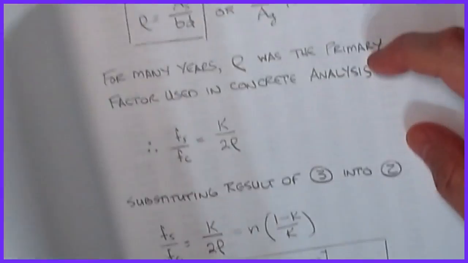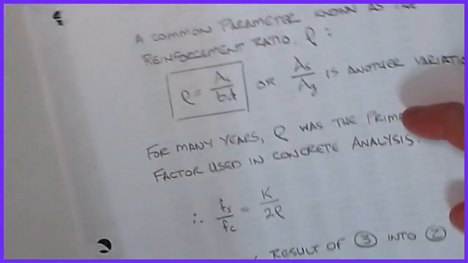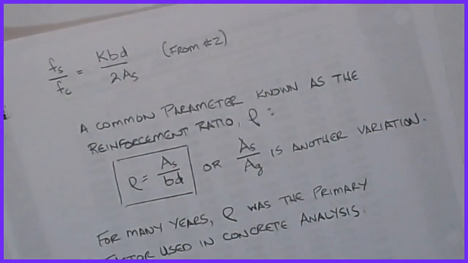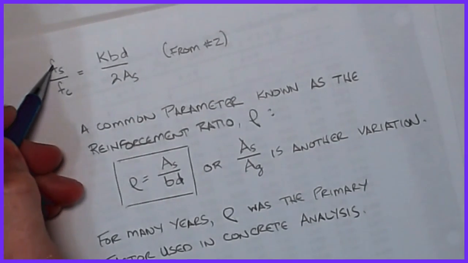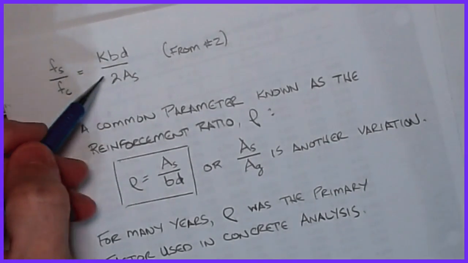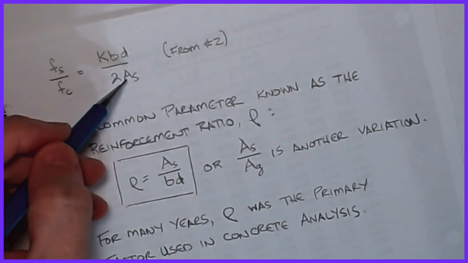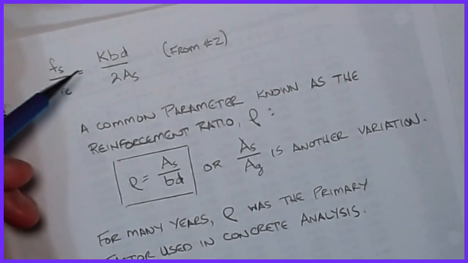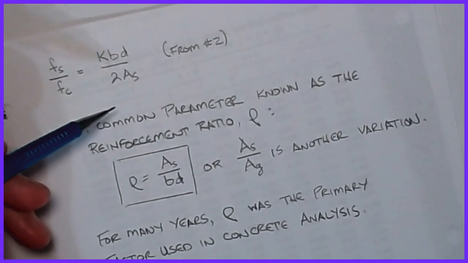Okay, and here's the part where it gets really wild. Okay, if I recall from that first relationship that we had related stress in steel to stress in concrete as KBD over 2 times the area of steel from that second step, now all of a sudden we can start to relate that to this new equation that we have.